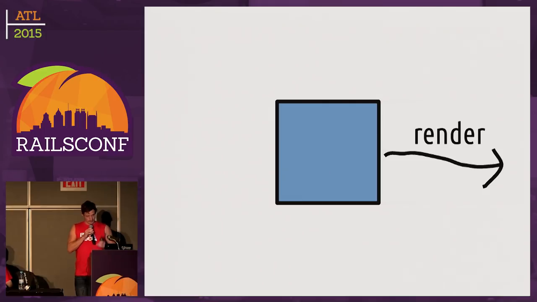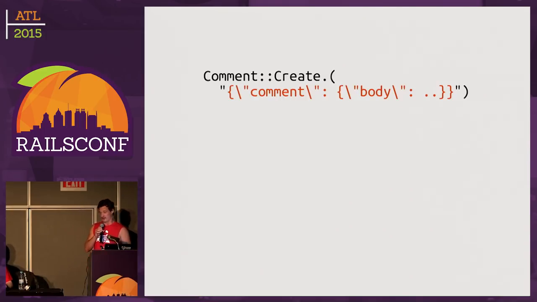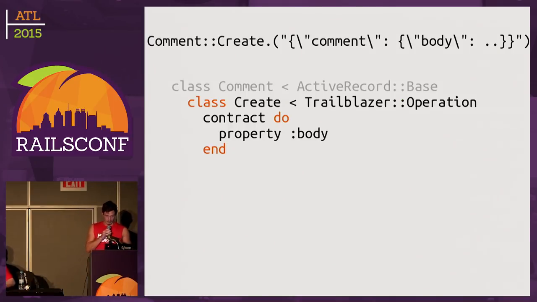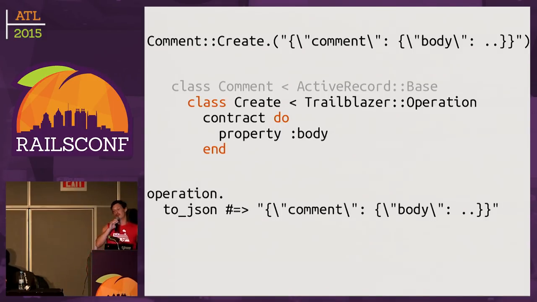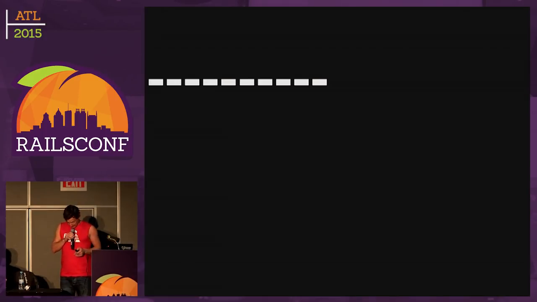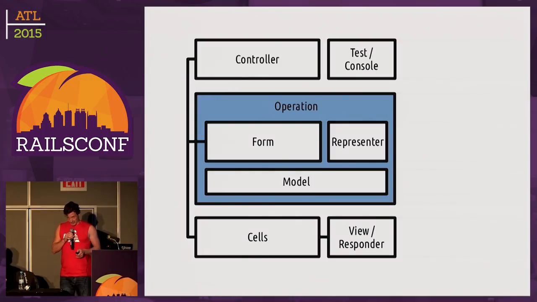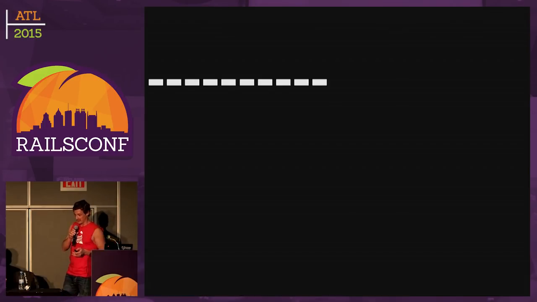Representers are awesome. They render and parse stuff. So this is helpful for operations when an operation does handle JSON. The internal contract can build a representer, so the representer helps you to work with JSON and all that kind of stuff. So an operation can parse and render JSON as well, if you want that. It's awesome. And again, Trailblazer is not a monolithic beast. It is an orchestration of objects handling every aspect of your request.